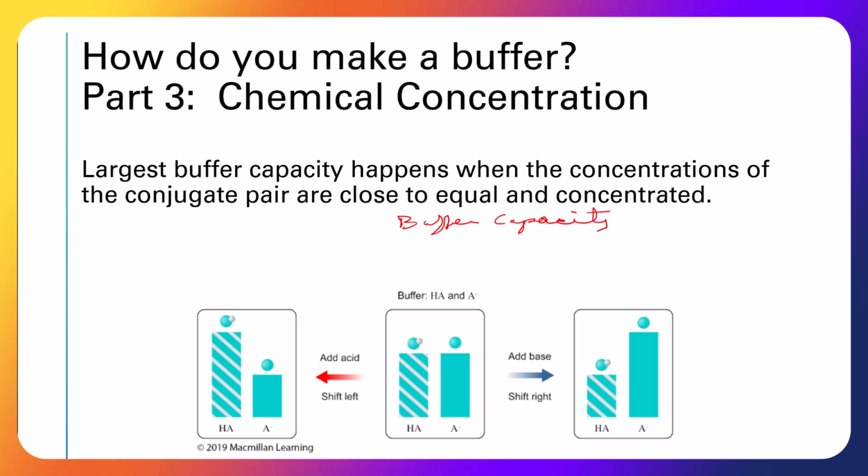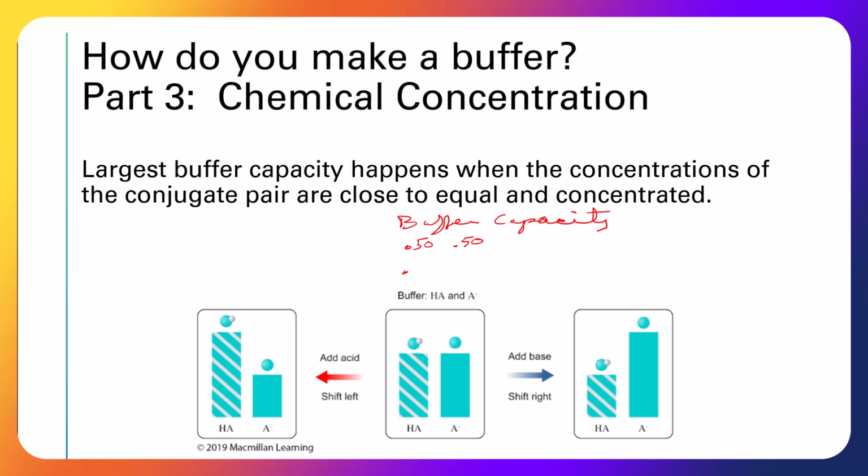And buffer capacity is simply the ability to absorb the most amount of the addition of strong acid and strong base. Now, if I have, let's say, a 0.50 molar concentration of my weak acid and a 0.50 molar of my conjugate weak base, that is a perfect buffer, and it's only able to absorb up to 0.5 molar of the addition of strong base or the addition of strong acid, because you'll blow out one side or the other of the buffer.